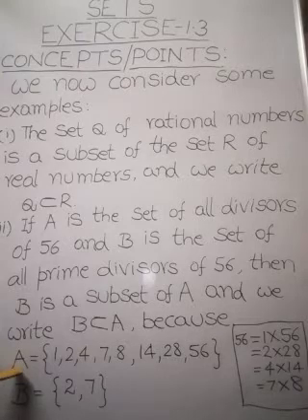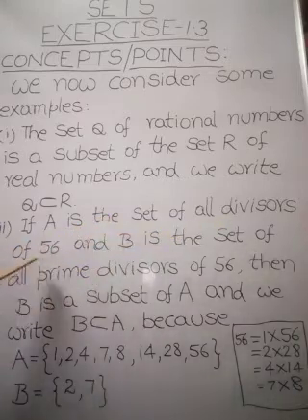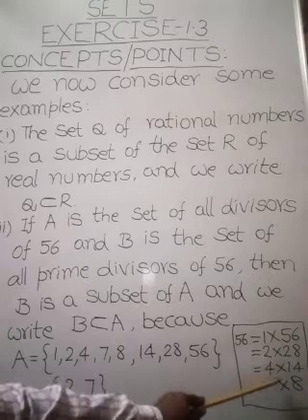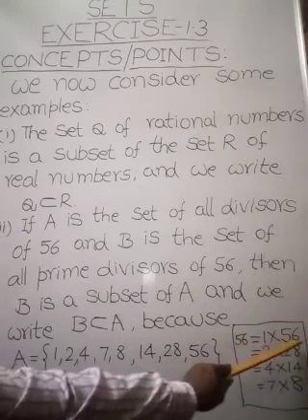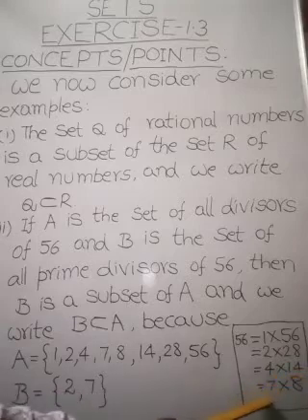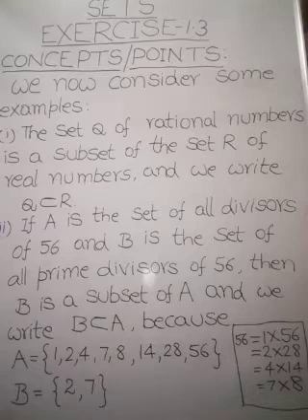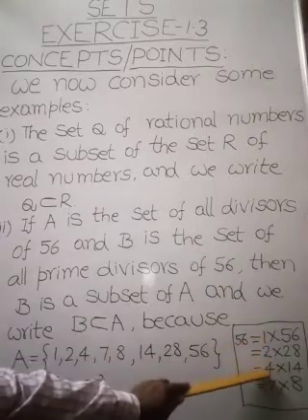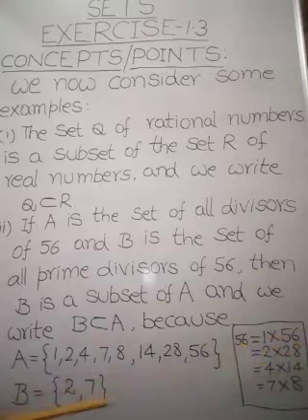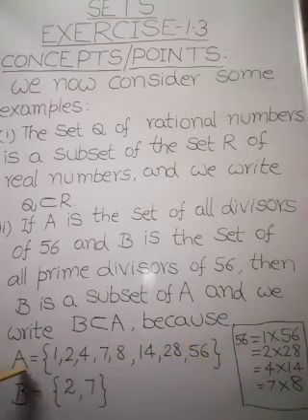the given set A in the roster form. What is the set A? The set of all divisors of 56. See, here I have written the factors of 56: 1 into 56, 2 into 28, 4 into 14, 7 into 8. Then what are the divisors of 56? 1, 2, 4, 7, 8, 14, 28, 56. I wrote all the divisors of 56 as set A.